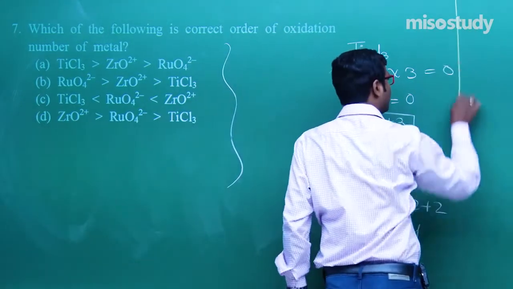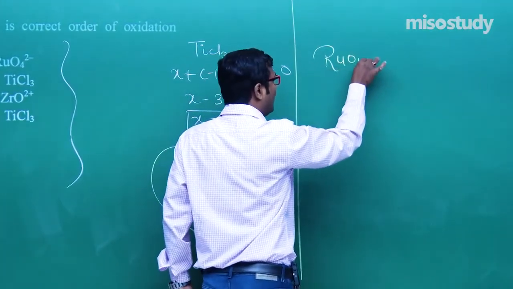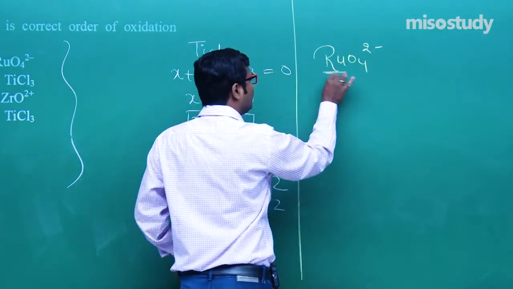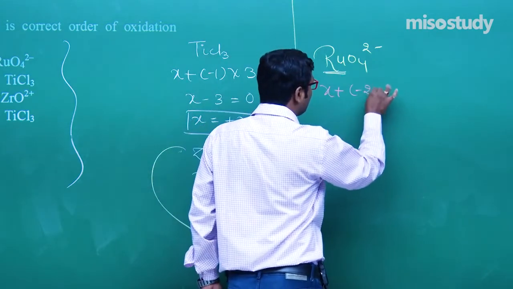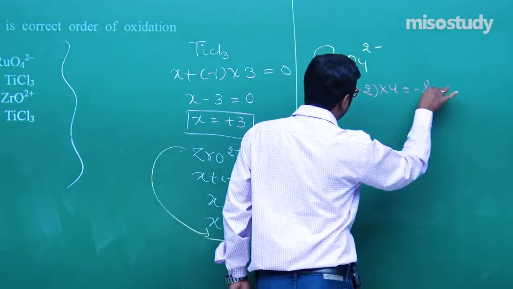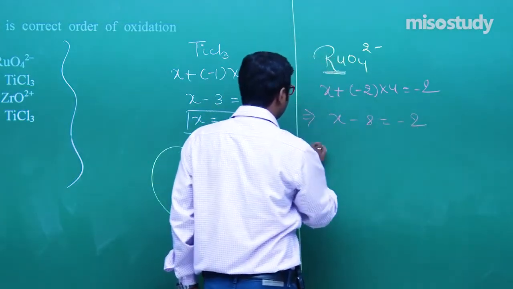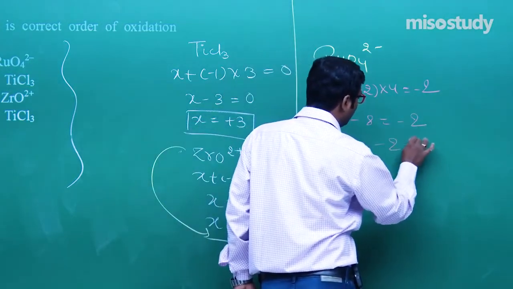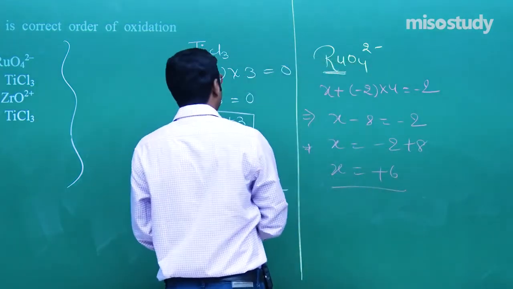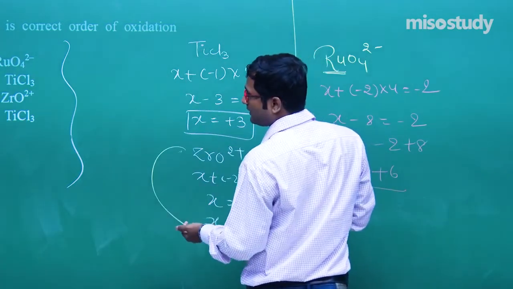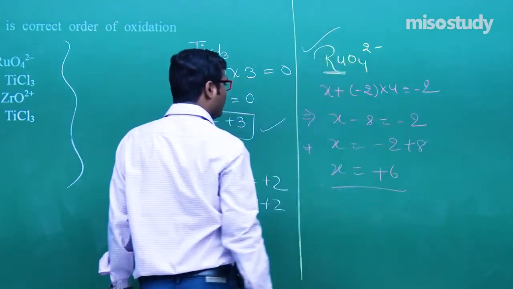Now moving here, check it out. That is RuO4 2 minus. Put here X. Then X plus (-2) into 4 is equal to -2, then X minus 8 is equal to -2. X is equal to -2 plus 8, so X is +6 oxidation state. Clear? Now the oxidation states are +3, +4 and +6.